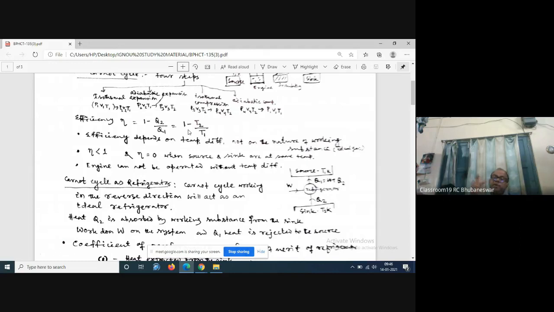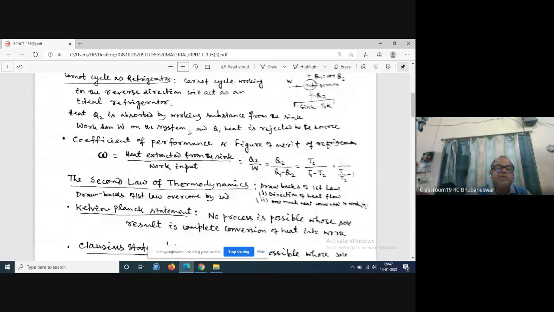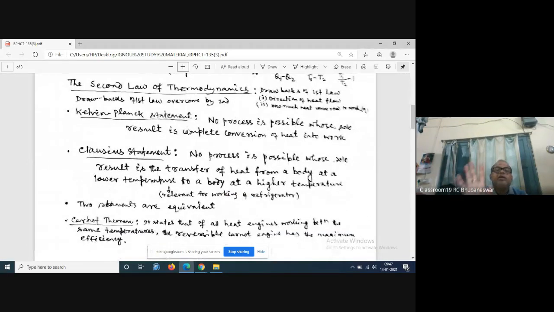So if efficiency is less than 1, we can say that the total heat supplied to a system cannot be converted into work. If it cannot be converted into work, then how much will be converted into work? About this the first law is silent. So these are the drawbacks of the first law of thermodynamics, and this is overcome by the second law of thermodynamics.